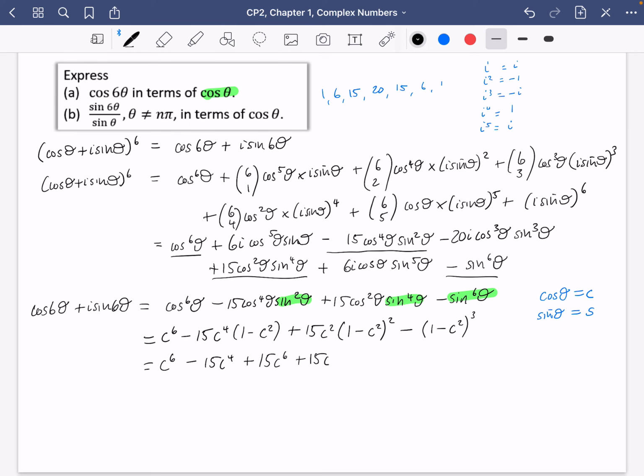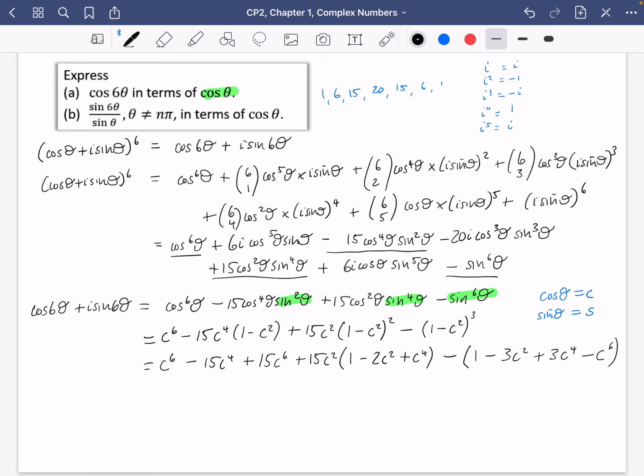Then for this next bit, I'm going to have 15c squared. If I do 1 minus c squared all squared, that is going to be 1 minus 2c squared plus c to the power of 4. And this next bit is going to be 1, oh my goodness, minus 3c squared plus 3c to the power of 4 minus c to the power of 6. Okay, so you've got to be really careful with doing binomial there. You should be able to do cubed in your head. I think I've done that right. I have done that right.